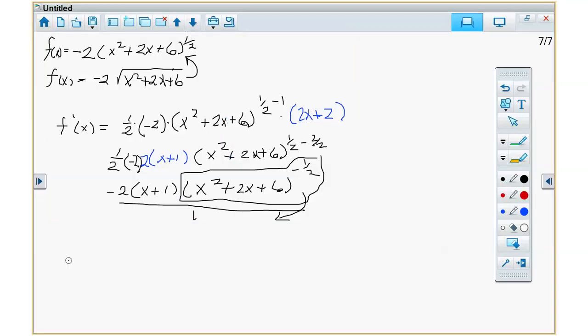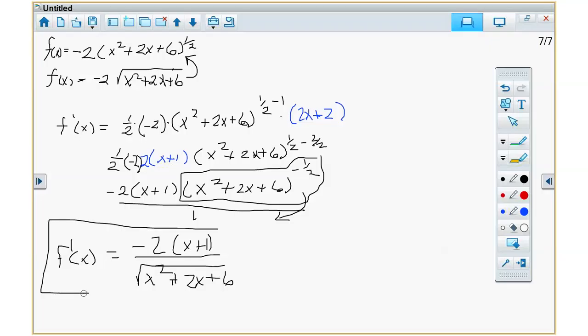So here we go. F prime of x. It'd be a whole lot easier to do class if I didn't have to do it with a mouse. Negative 2, x plus 1, over, and you can write that as the square root of x squared plus 2x plus 6. And that's good enough for government work. Now, you could multiply and then give yourself a radical in the top. So just leave it like that. The square root of x squared plus 2x plus 6.